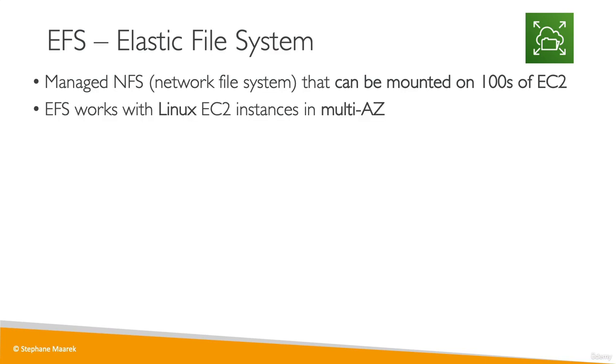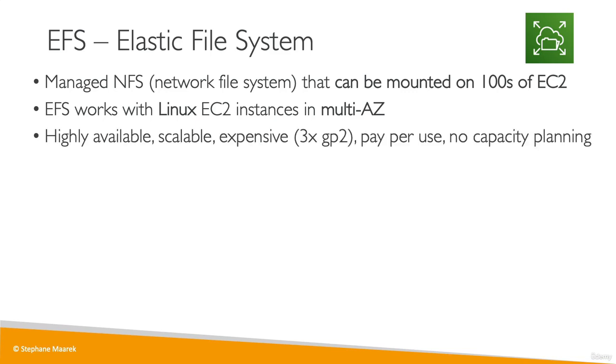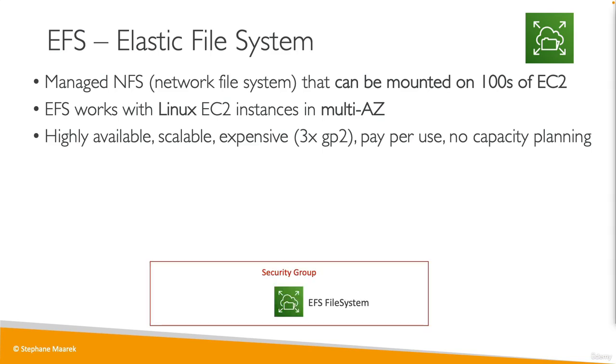So EFS works only with your Linux EC2 instances, and on top of it, it works across multiple availability zones. So it is possible for an instance in one AZ to be attaching the same EFS volume as the instance in another AZ. Now, EFS is highly available, scalable, pretty expensive. It's about 3 times the price of a GP2 EBS volume, but you pay per use and you don't plan for capacity. So that means that if you store 20 gigabytes of data onto your EFS drive, then you're only going to pay for these 20 gigabytes.